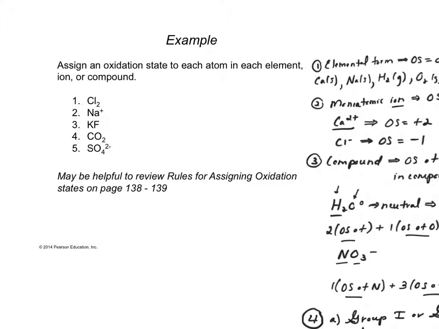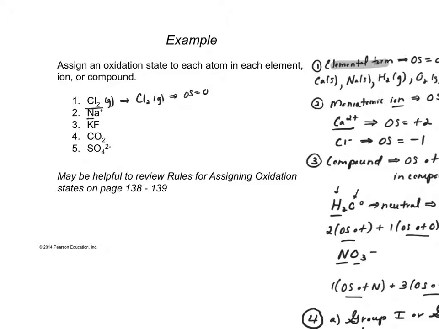So for example, if I want to assign oxidation states to these compounds, for the first one, I want to assign the oxidation state to chlorine, and this should be chlorine gas. Using my first rule, this is chlorine in its elemental form, right? And so because of that, chlorine here, Cl2 gas, has an oxidation state equal to 0. Because anything in its elemental form has an oxidation state equal to 0.